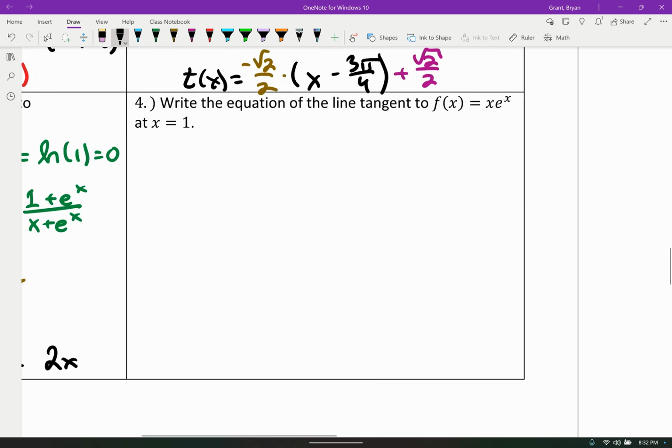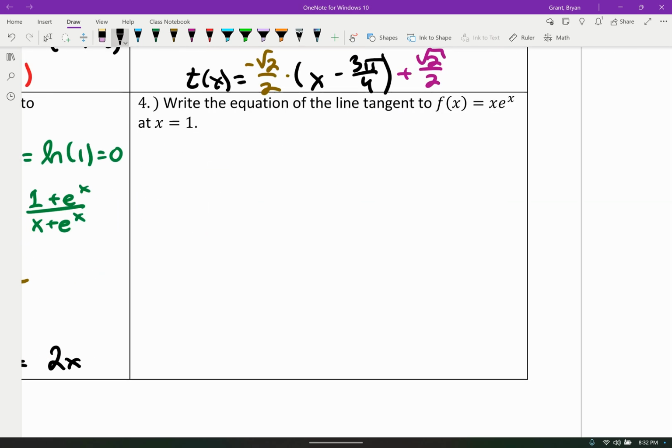Okay, let's look at one more equation. Write the equation of the line tangent to x times e to the x at x equals 1. Well, first step, same as always. Let's find f of 1. That's just 1 times e to the first, which is just e to the first, or e.